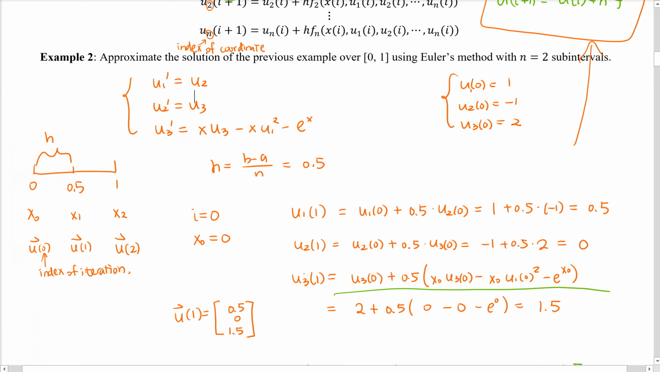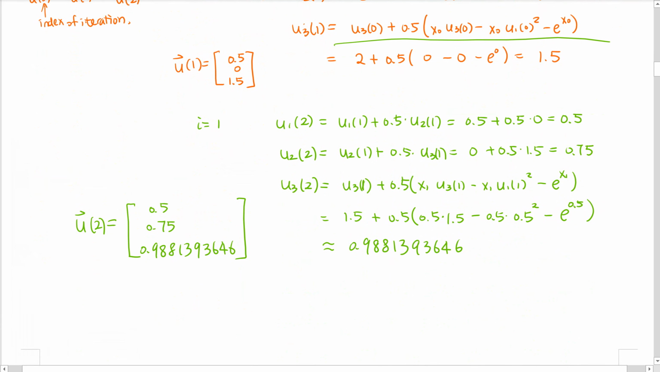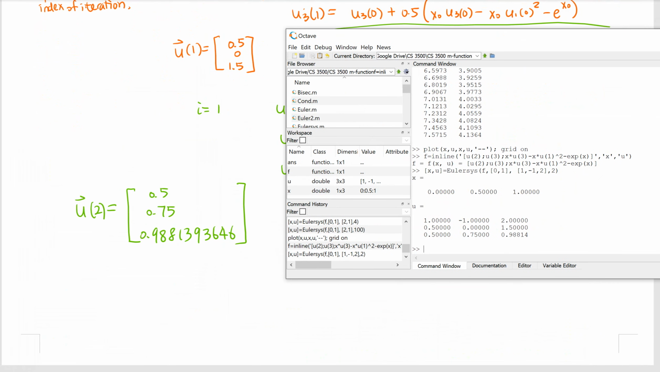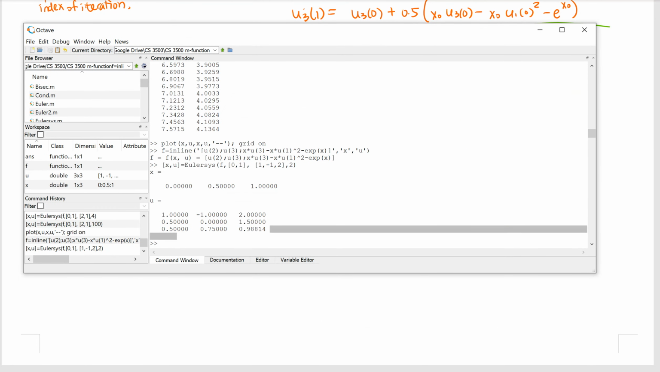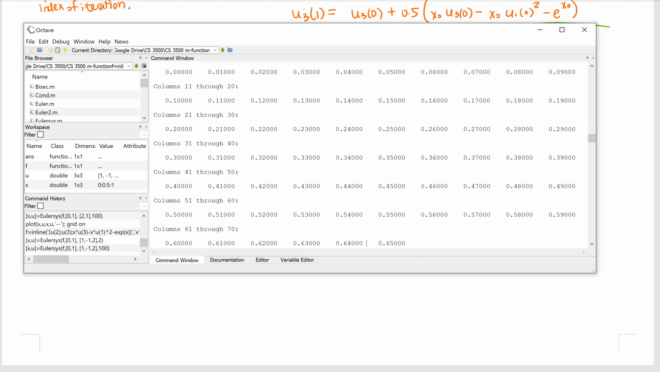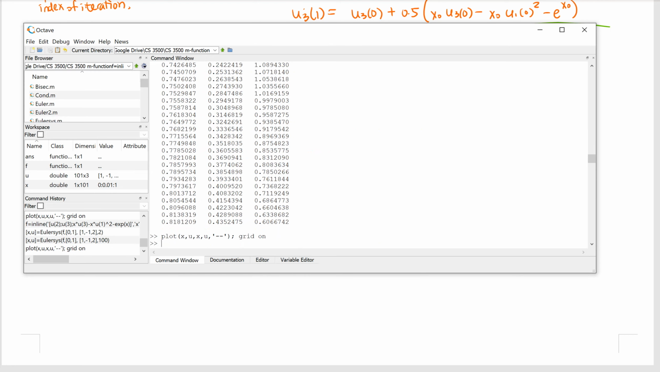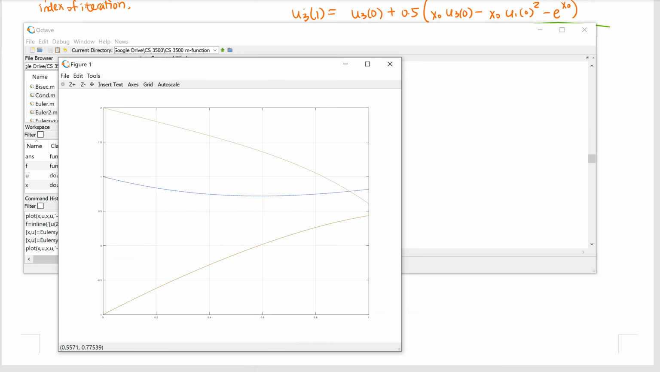Does it match with our answer? Let's see. Yeah, see, 0.5, 0.75, and 0.99 to 1.4. It matches. And you can see when we increase the number, let's do 100 subintervals, and we can plot it again. Then you see, we have 3 coordinate functions, and we can get a very nice curve of each of them. So far, so good, everybody?